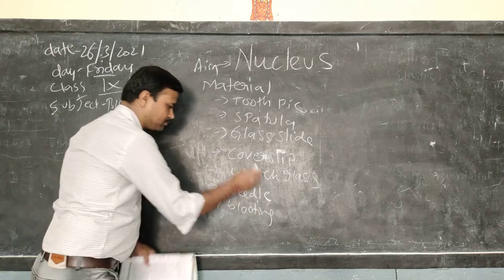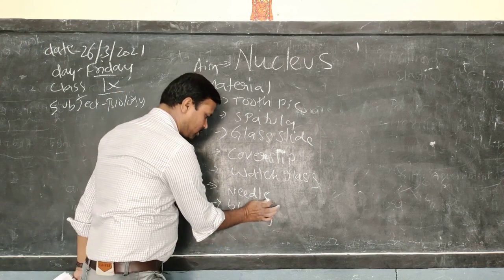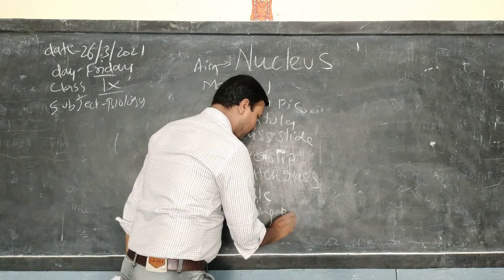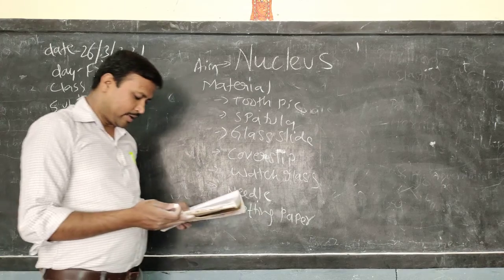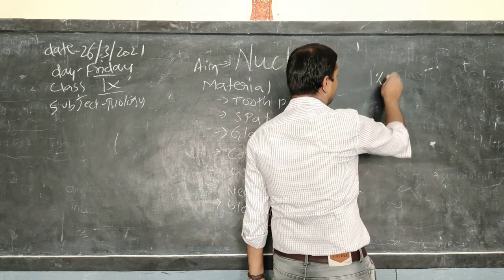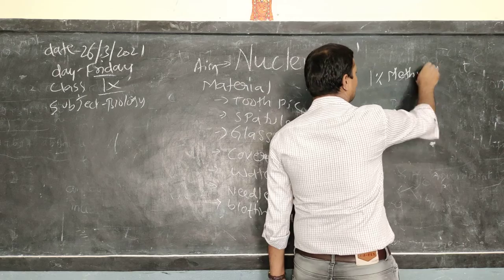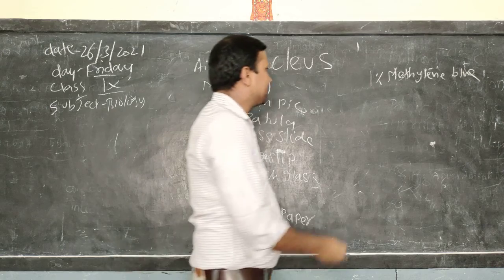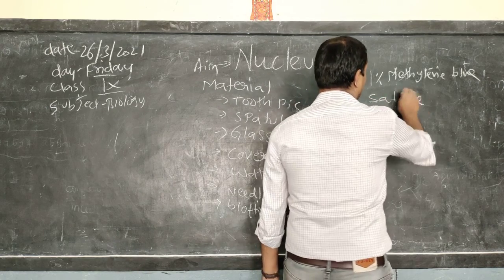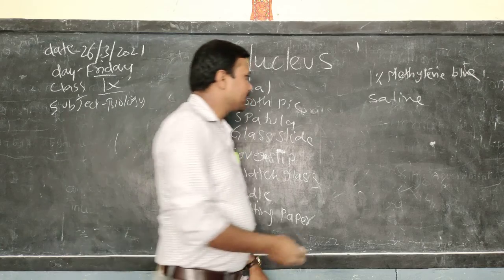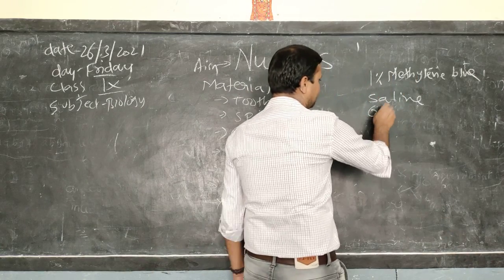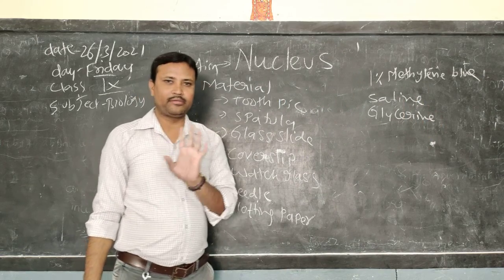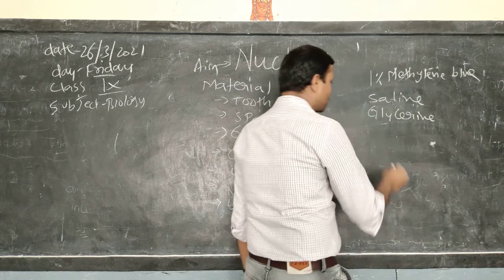After that, blotting, B-L-O-T-T-I-N-G. So blotting paper. Then 1% methylene blue. Then saline, normal saline. Then glycerin. And the last and very important thing we require is the microscope.